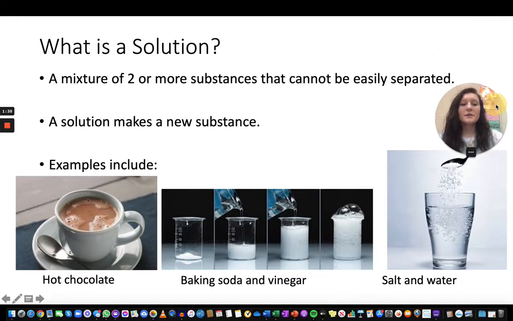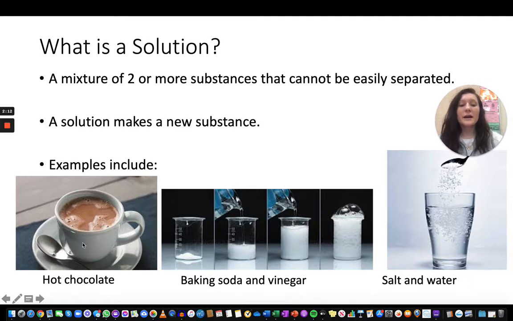All right, so now we're going to talk about what is a solution. So a solution is a mixture of two or more substances that cannot be easily separated. So with a solution, we do have a new substance that is created. Some examples of that would be hot chocolate, baking soda and vinegar that is mixed together, and also salt and water.